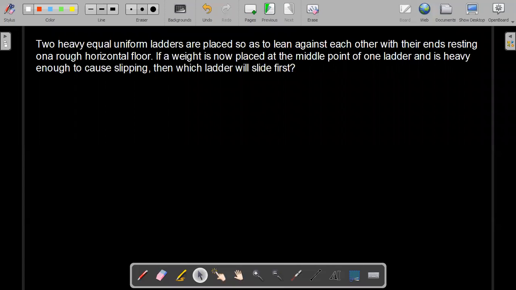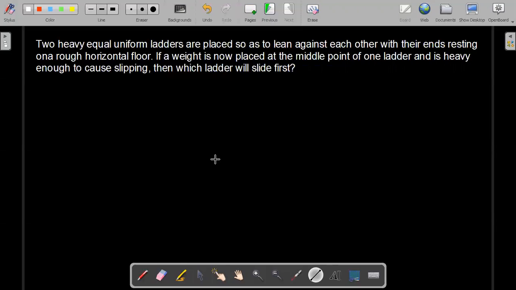Hello students. Now this question is from equilibrium of rigid bodies, in which we are going to discuss the equilibrium of two ladders which are in contact with each other. As given in this question, we have two identical ladders. They are leaned against each other with their ends resting on a horizontal floor, and we put some extra weight at the midpoint of one ladder, and we have to check which of the two ladders will slide first. That is the question part.